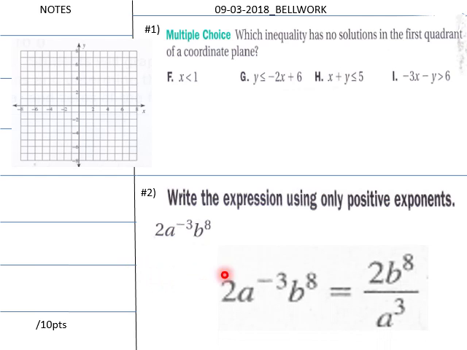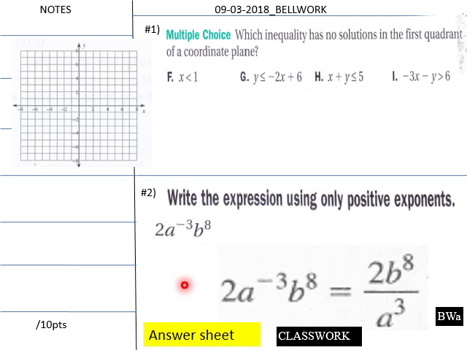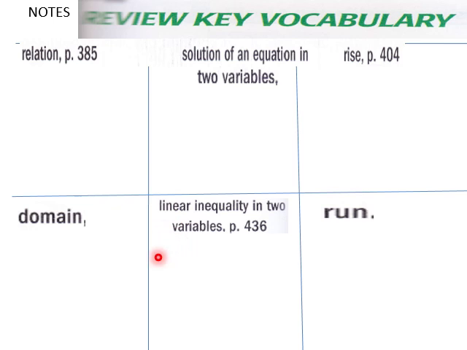Okay, welcome back. For our solutions, here is using only positive exponents. This reciprocates down here, so we have 2b to the 8th over a cubed. And then for number 1, well, we didn't get to that, so that's up to you, students.